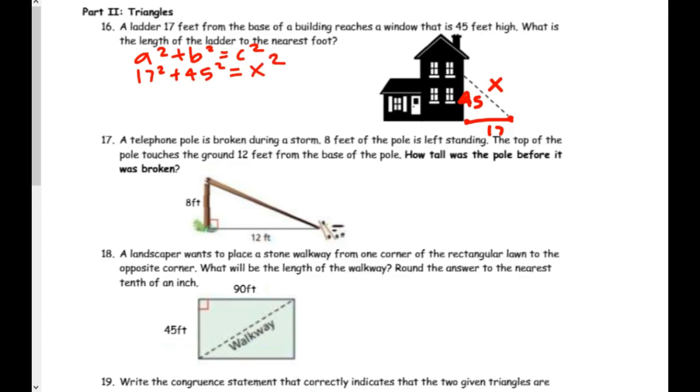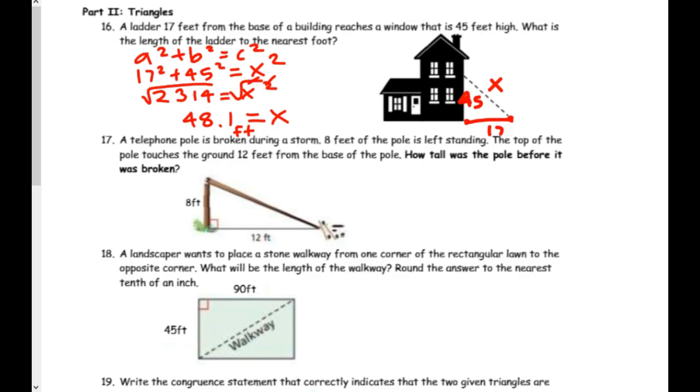Now I'm going to go to my calculator. I'm going to add 17 squared plus 45 squared. I get 2314 equals x squared. And then my last step is to square root, 48.1. And my units would be feet. Not squared. We're not talking about area.